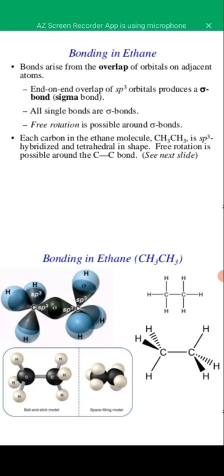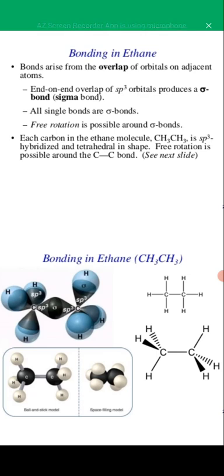An example of compounds that have single bonds are the alkanes. Alkanes are a classical example of compounds with single bonds. Alkenes have double bonds, and therefore they are unsaturated. Alkynes have triple bonds, and they are also unsaturated. So the bonds that exist in alkanes are sigma. They are all sigma bonds.